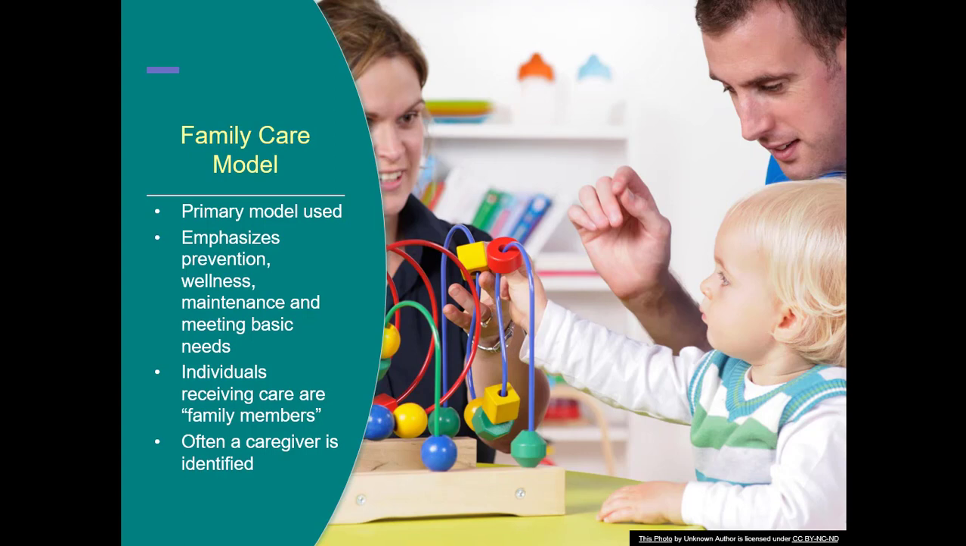The individuals receiving care are called family members. They could also be significant others. Some examples are caring for children or a disabled spouse, and there's often a clearly identified caregiver in this model.